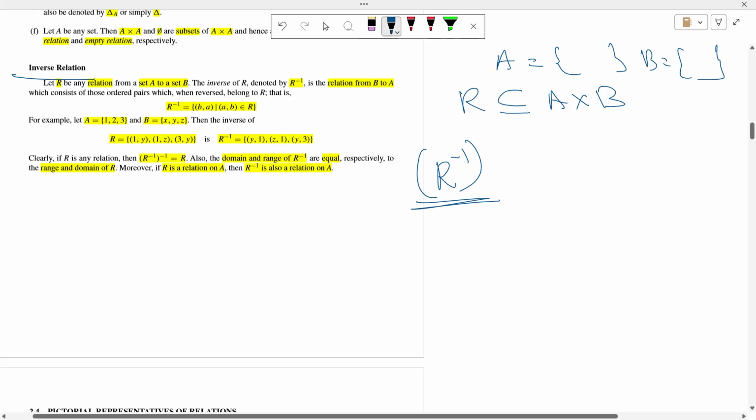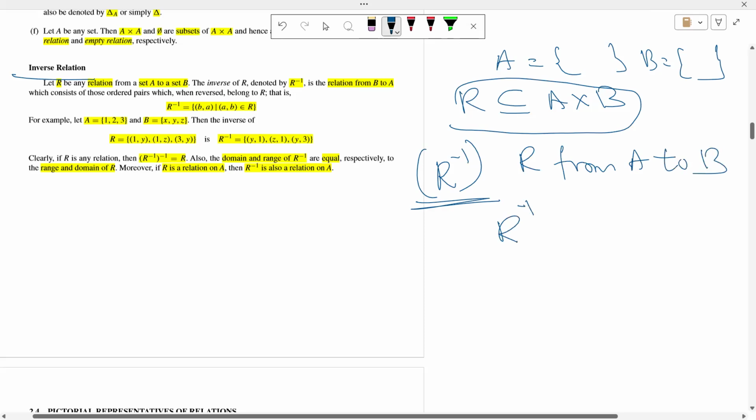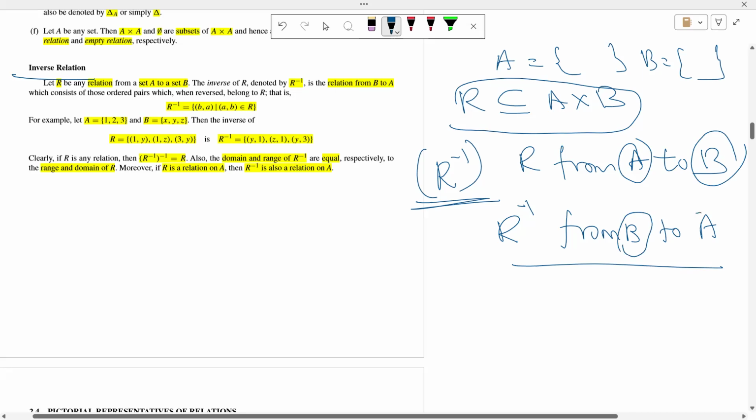That is the indication of inverse relations. So here the relation R is a relation from A to B, but the inverse relation is from B to A. A to B means you take the first element from set A and the second element from B. The inverse relation means the first element from B and the second element from A. In the previous case the domain elements are from A and the range from B. Now the domain elements are from B and the range elements are from A.